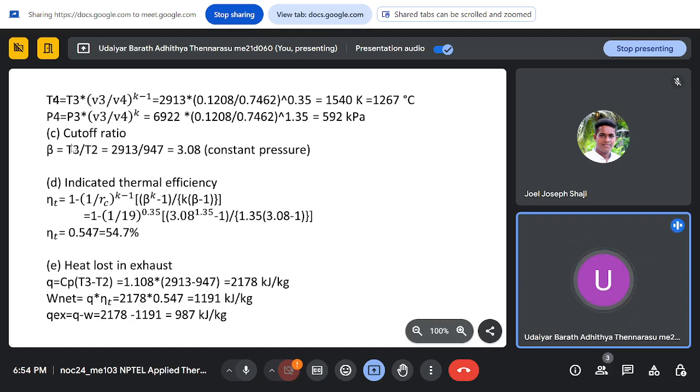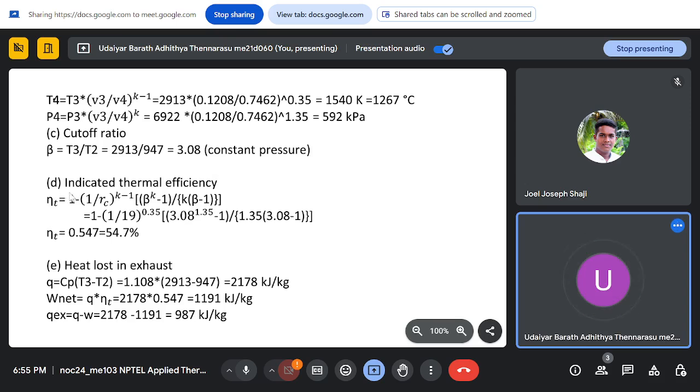You can either find out, just like how we found out V3 and V4, using an ideal gas equation, the specific volume at state 2, and substitute the volume ratios, or we already have the temperatures, so we can straight away substitute the temperatures. So the cutoff ratio will become T3 by T2, because the 2 to 3 process is constant pressure. So you are substituting volume in terms of temperature, which is proportional. So T3 by T2. Substituting that, beta becomes 3.08.